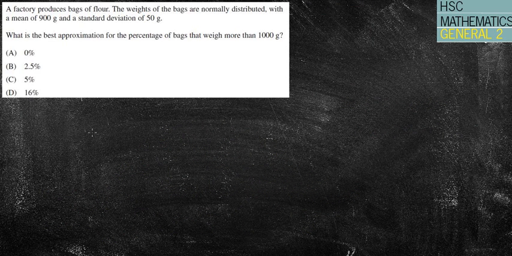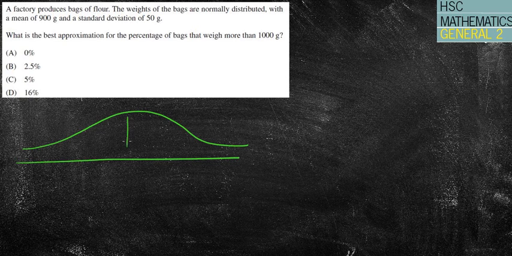So a factory produces bags of flour. The weights of the bags are normally distributed. The minute I hear that, I start thinking about my bell curve. It says that the mean is 900 grams. We've got a standard deviation of 50, and it's talking about the percentages that are above 1,000. So 1 standard deviation is going to be 950, 2 standard deviations is 1,000, 3 standard deviations is 1,050.